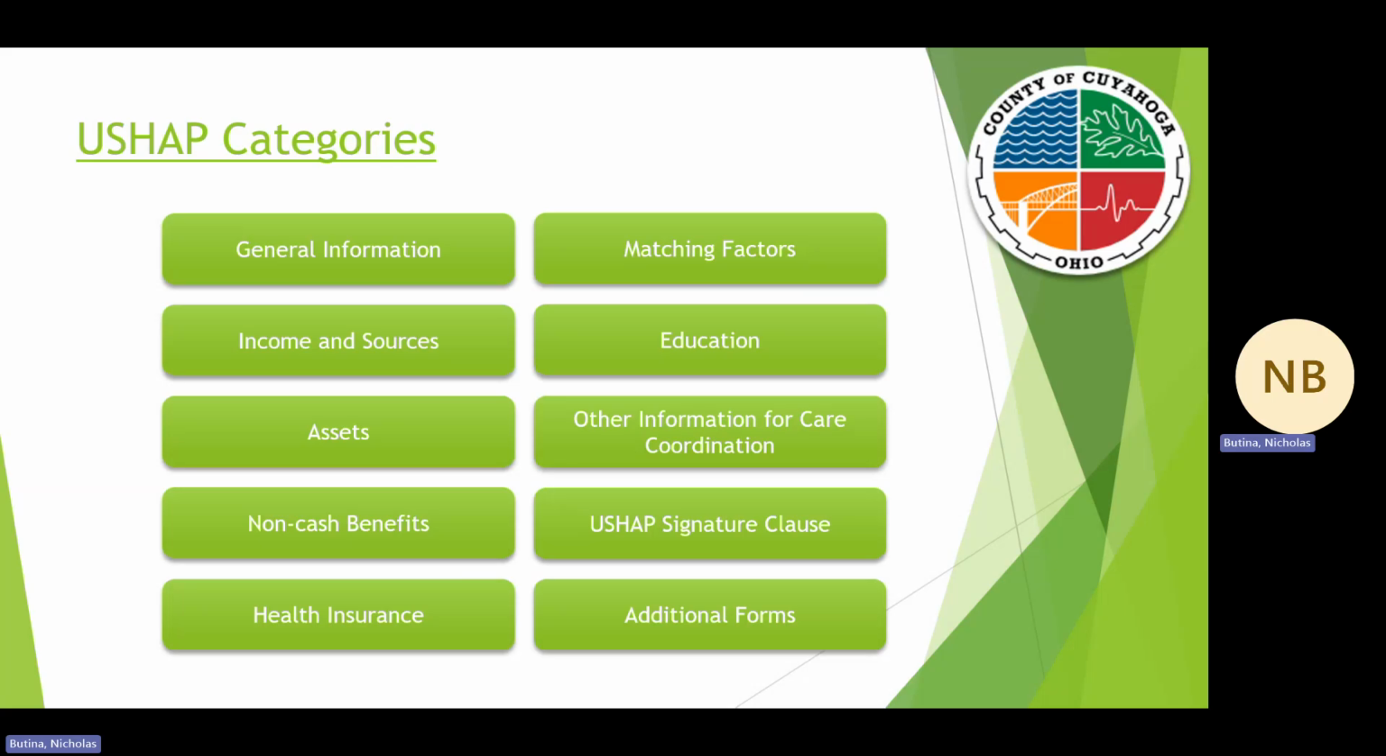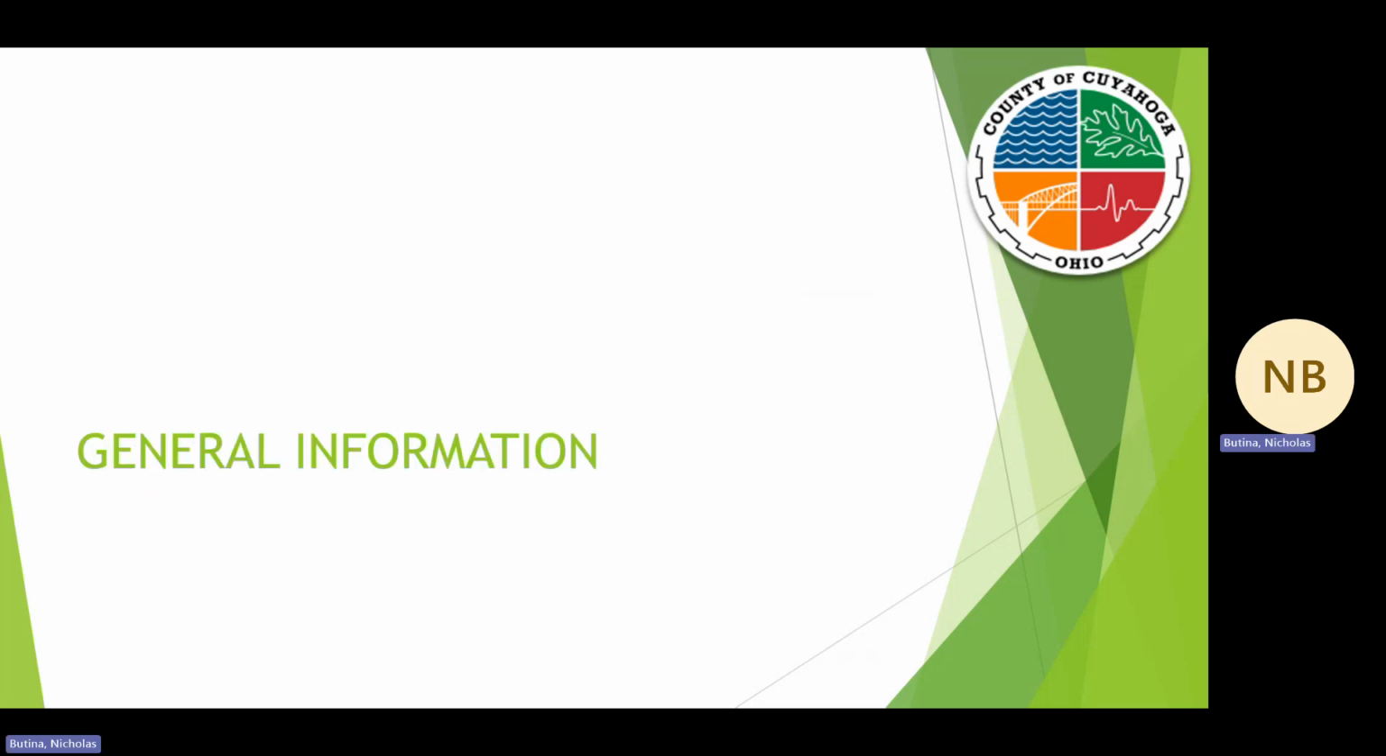The USHAP has 10 different categories that we will go over in depth: general information, income and sources, assets, non-cash benefits, health insurance, matching factors, education, other important information for care coordination, the USHAP signature clause, and additional forms. Let's start with general information.